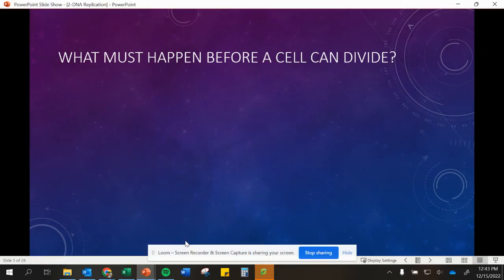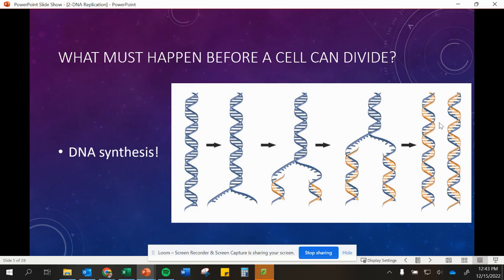Guys, so today we're going to talk about what must happen before a cell can divide. We talked about this in our mitosis and meiosis unit. Before it can do that, we have to check to make sure everything's good. But the big thing that happens is DNA is synthesized, and that's in the S phase of interphase. How that happens is what we're going to talk about today.